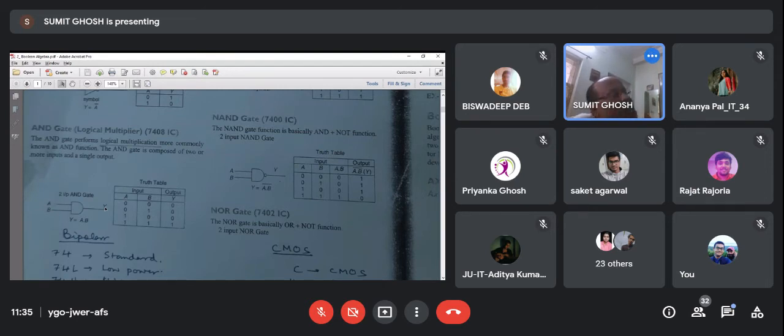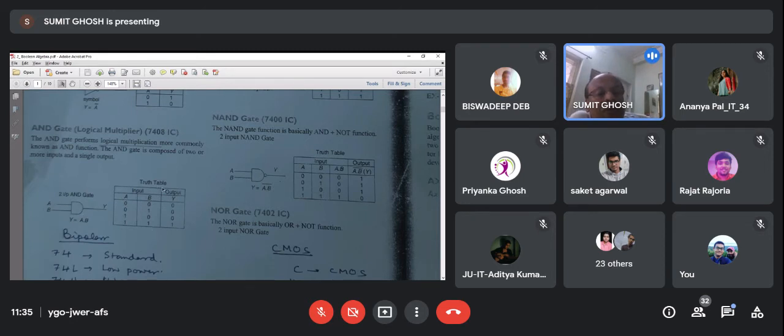Sometimes it is represented as F. So Y or F, in this case Y, it is A dot B. Dot means AND. So it is not read like a decimal number, for example 57.63. That is a decimal representation, but you don't read this as A dot B. You read this as A and B. So output is A and B. That's why it is called AND gate. It is used to perform logical multiplication.